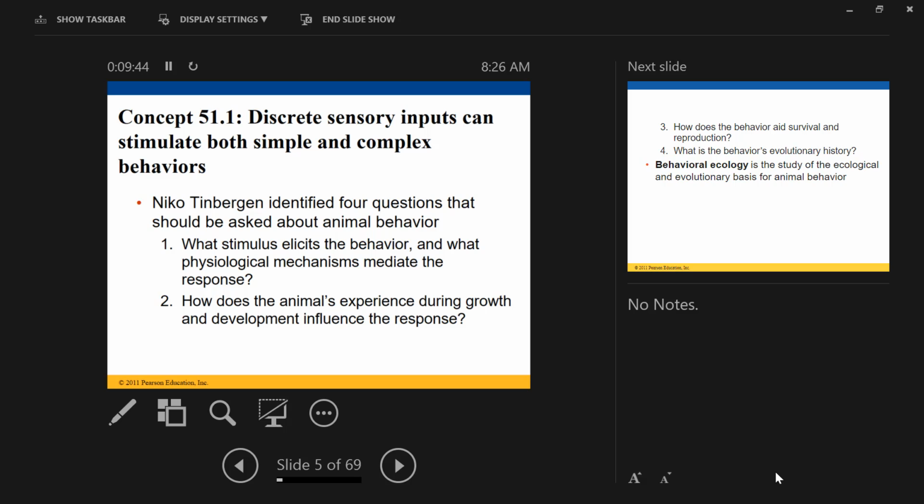So the first question is basically how. How does this behavior happen, right? So with the fiddler crabs, what's triggering that behavior? What's the stimulus? Do you see that first part of the question? It's like, what's the stimulus? What's triggering that behavior? And then the second part of the question is just a fancy way of saying, how does the body execute it? So what physiological mechanisms mediate the response? It's just a fancy way of saying, how does the body execute it?